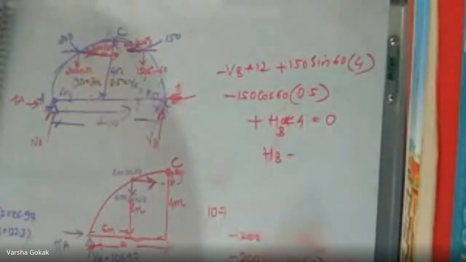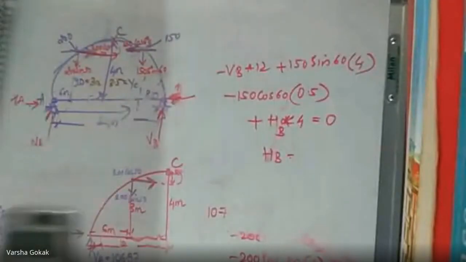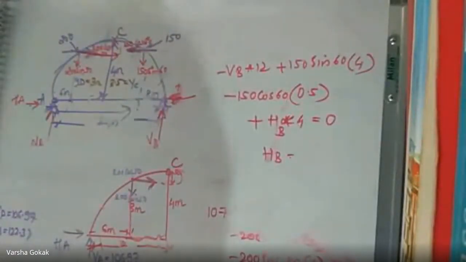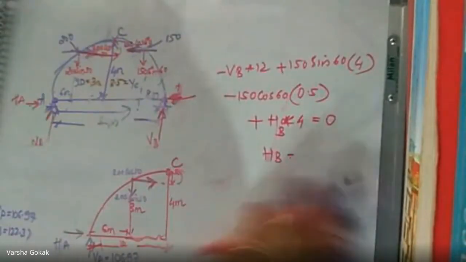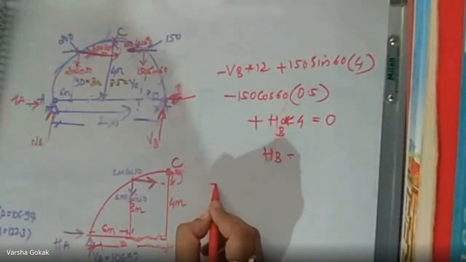What is the value of HB? VB, you know, is 122.3. 487.45. You're getting such a big number. Both should be... Why are we getting such a big number?